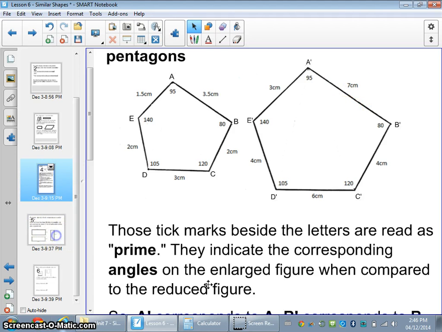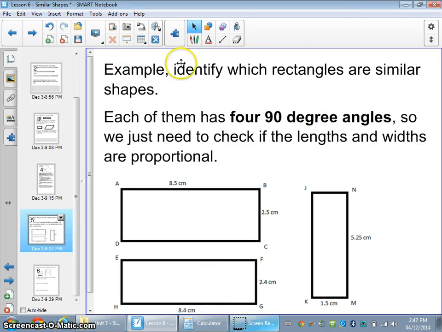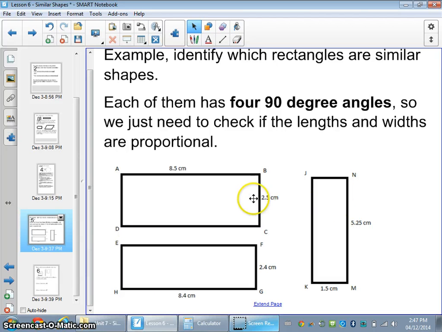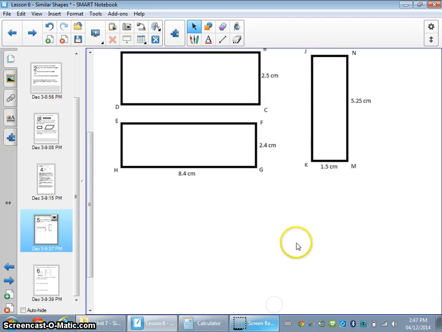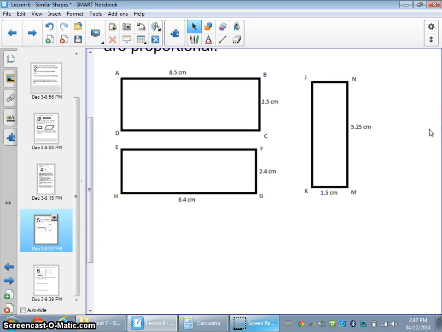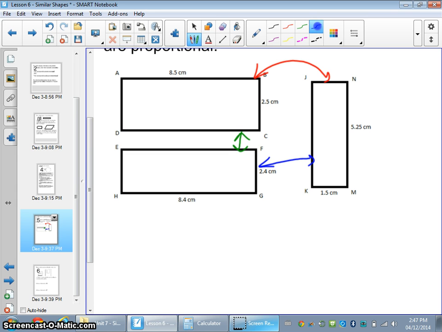Let's look at some examples. So the question says, identify which rectangles are similar shapes. So we have 3 of them here, but they're not all similar to each other because the sides might not be proportional to each other. So they each have 4 90-degree angles in their corners. So we just need to check the lengths and widths for whether they're proportional or not. Okay, so I need to compare each rectangle to every other one. So I will compare these two in red. I'll compare these two in green. And I'll compare these two in blue.